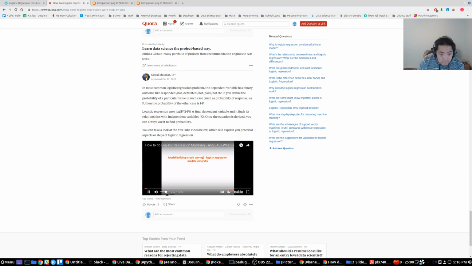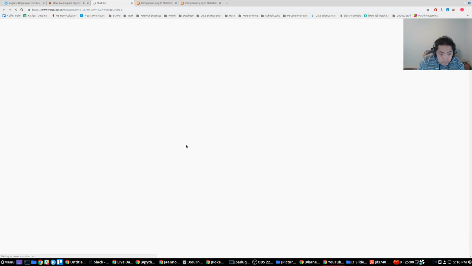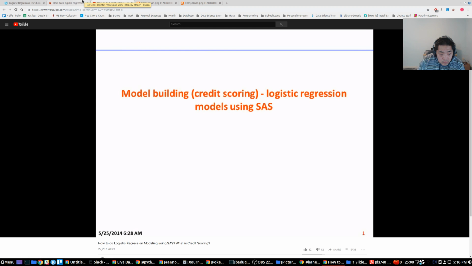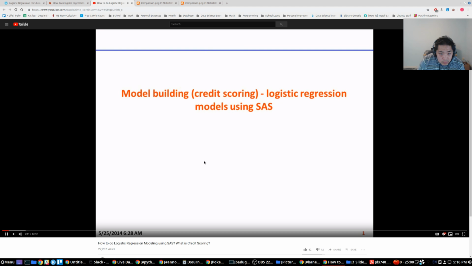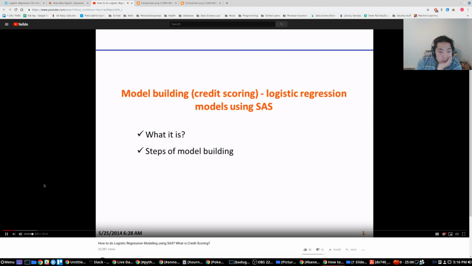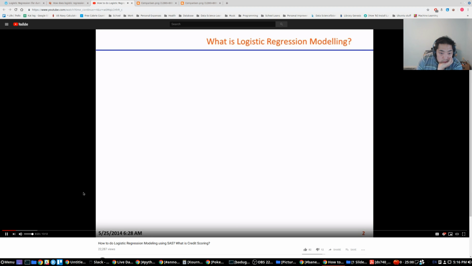Let me talk about logistic regression model building using SAS. Logistic regression model building is also called grade scoring. So I'm going to talk about what it is, and I'm going to talk about the steps of model building. So what is logistic regression model building?